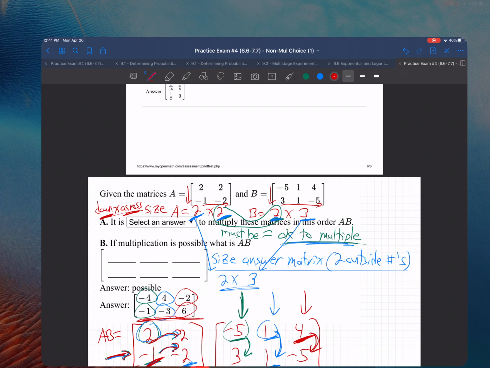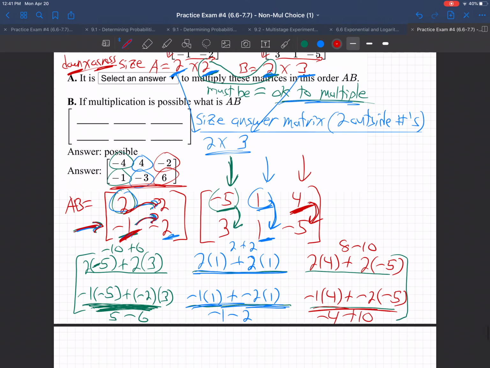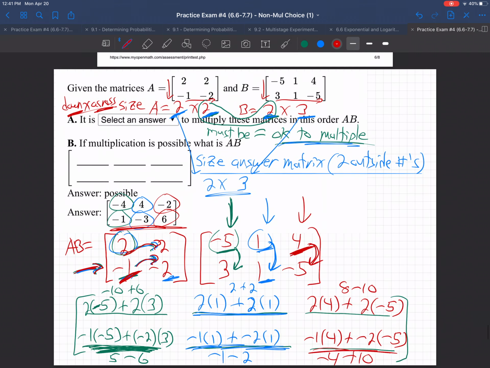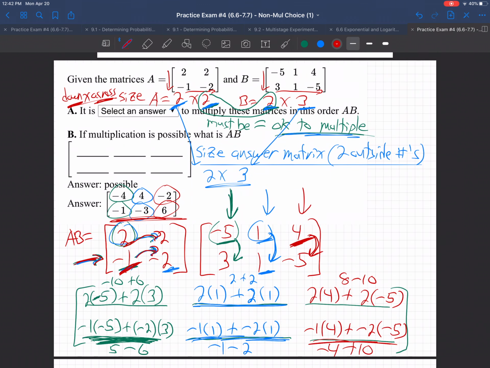Okay, so by hand or by calculator, there we go. That's how you multiply those matrices. There's a second video attached to this which shows how to do it on the TI-84 graphing calculator also.